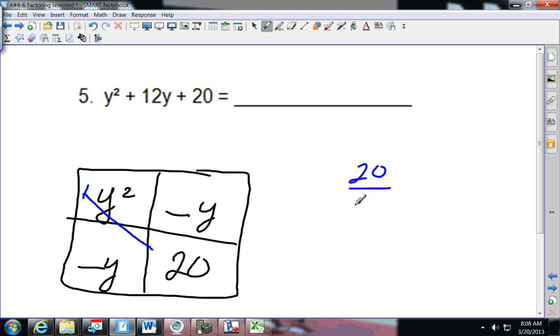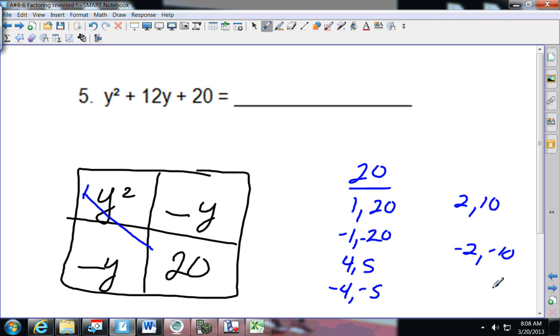I need to find the factors of 20. I have 1 and 20, -1 and -20. I've got 4 and 5, -4 and -5, 2 and 10, -2 and -10. Now, I need the factors that add up together to give me 12. This gives me 21, -21. Right here gives me positive 12. I don't have to go any farther. So I'm going to put a 2 and a 10 in there.